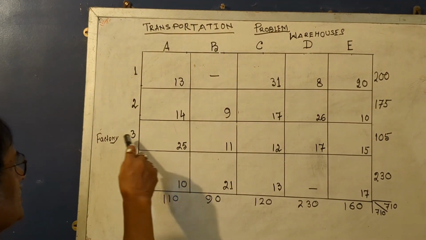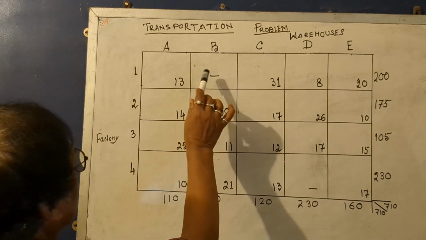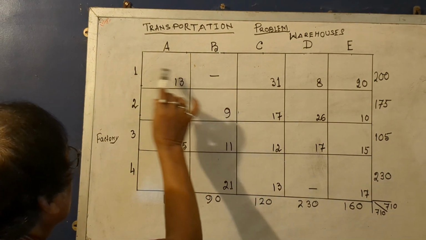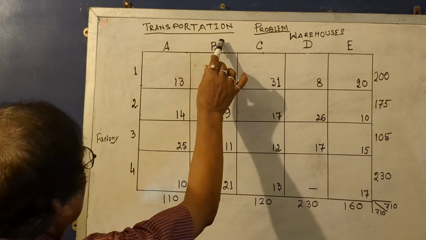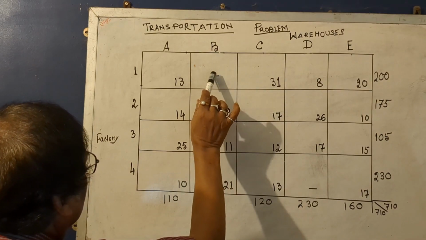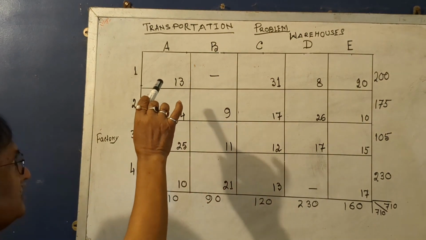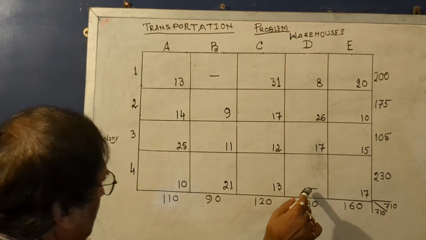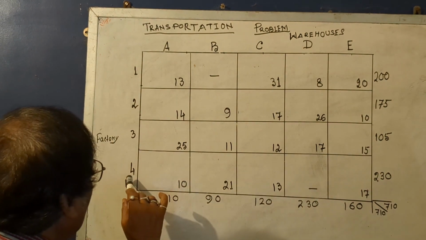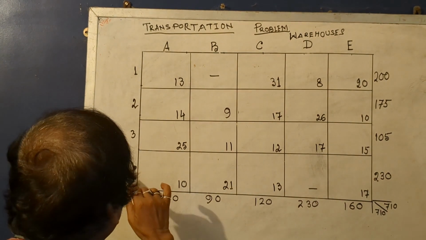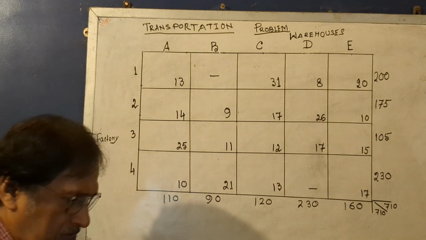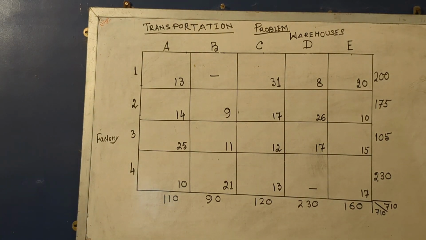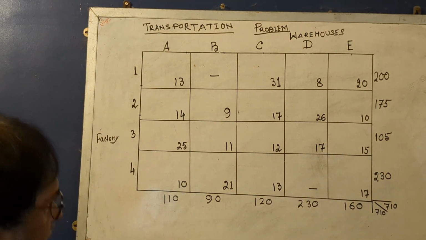Again, I am repeating, the speciality of the problem is that this road is blocked. Blocked means you cannot shift any product from this factory to this warehouse. Earlier, in other problems, you did not deal with this type of situation. And this is also a blockade: no product can be shifted from factory 4 to warehouse D. So I am going to start to solve this problem.